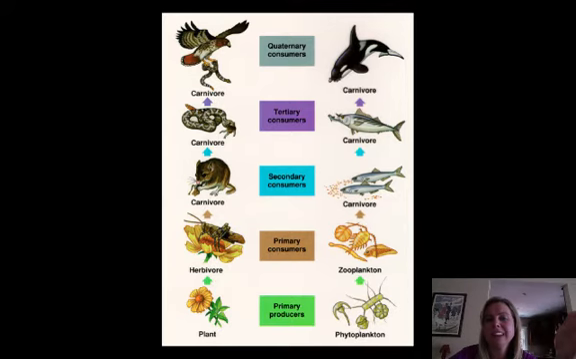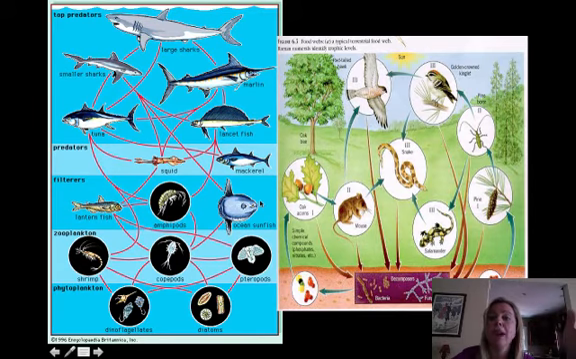Now, scientists decided that that's not exactly the best way to show how this all works, because you might have something that, yes, it eats mice, but it might also eat plants. So it fits into the food chain at different points. And that's where they came up with these, which are food webs. And these are way more accurate because it shows every level that something is going to actually fit into, right?